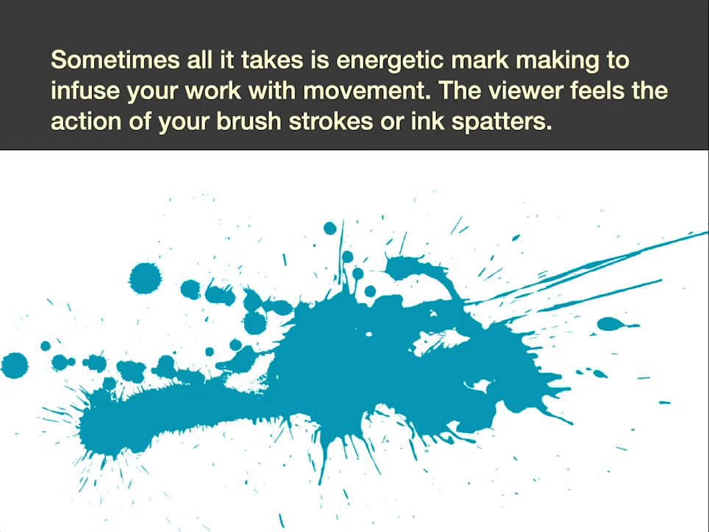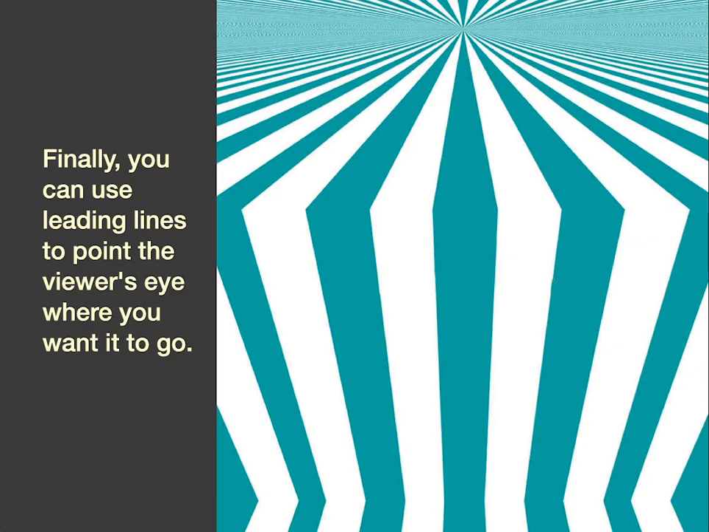One pretty simple thing that you can do to get some movement in your artwork is energetic mark making. Lots of brush strokes or textures or splatters. That helps the viewer feel the action of the artwork being made. It also often has directional kind of lines or shapes in it that allow the viewer's eye to move back and forth. And then finally, you can use what we call leading lines, which are lines that point the viewer's eye where you want it to go. Also a very powerful way to create movement.